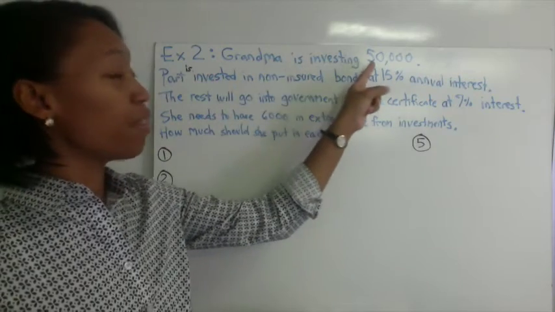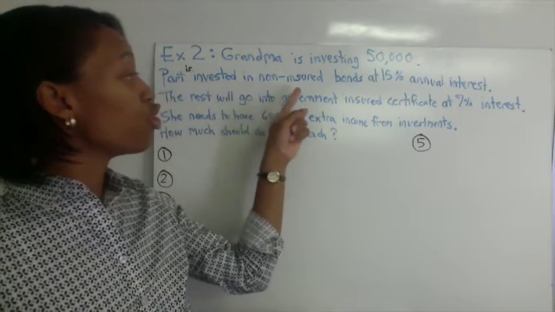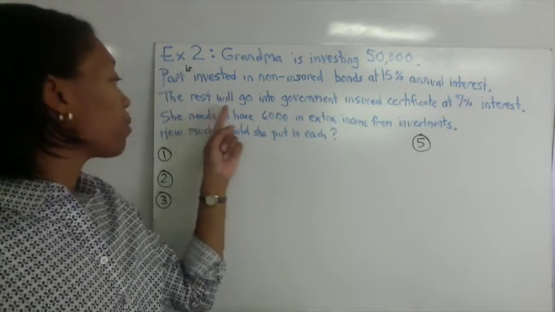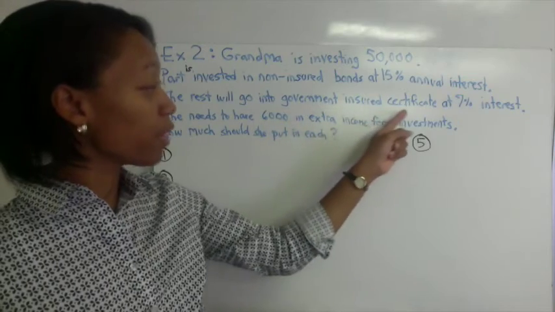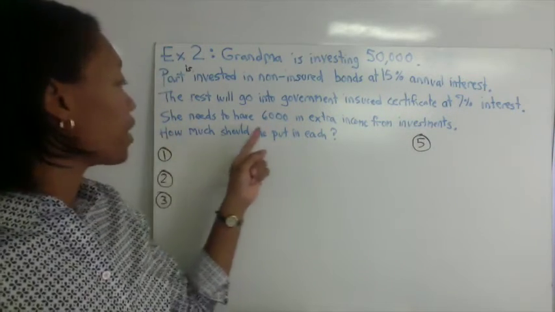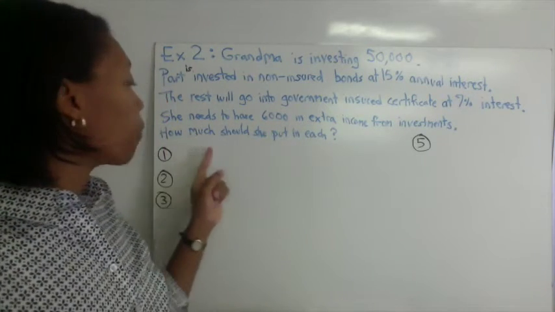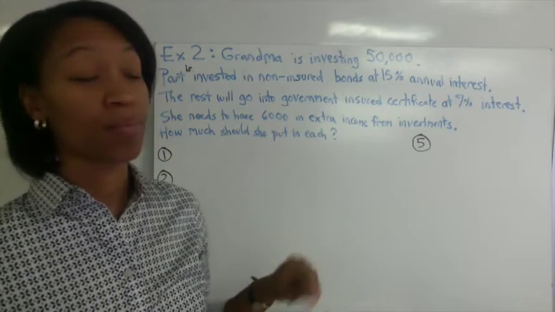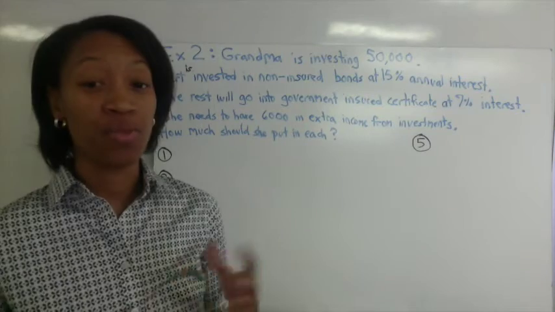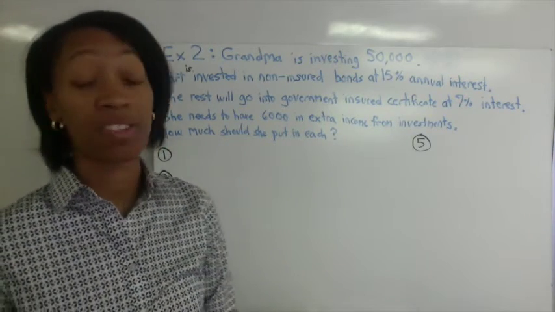Grandma is investing $50,000. Part is invested in non-insured bonds at 15% annual interest. The rest will go into a government-insured certificate at 7% interest. She needs to have $6,000 in extra income from investments. How much should she put in each? Okay, so how much money should she put in each of the 2 investments so that at the end she has exactly $6,000 in extra income?